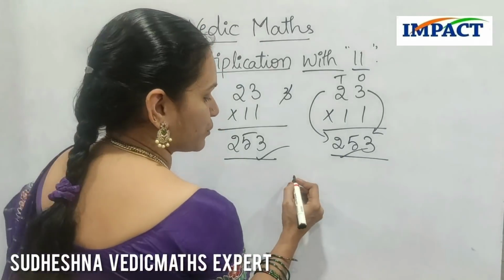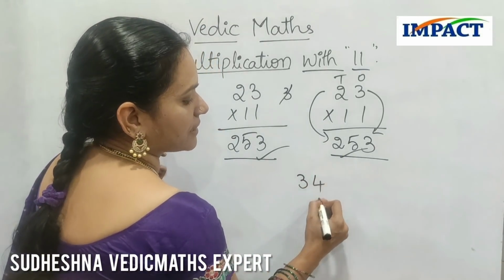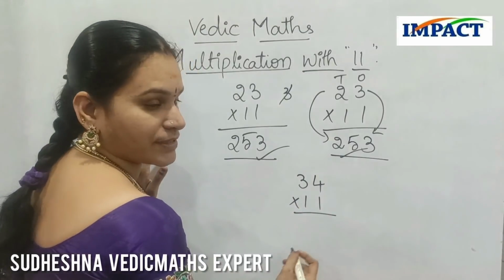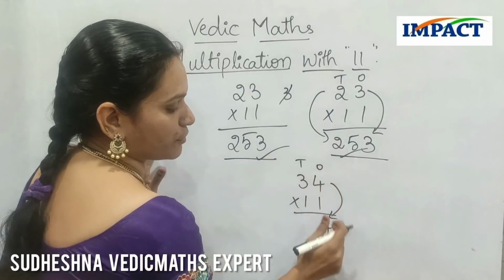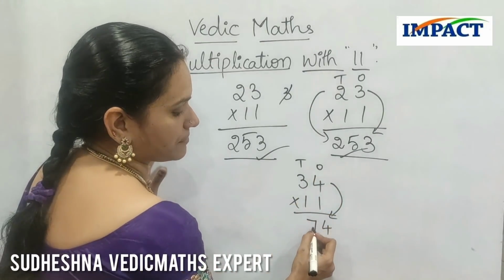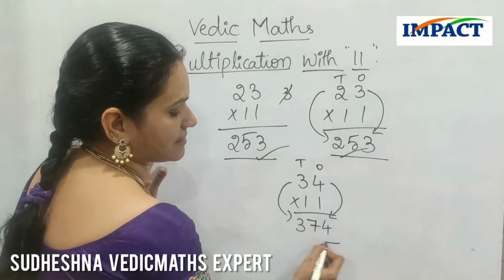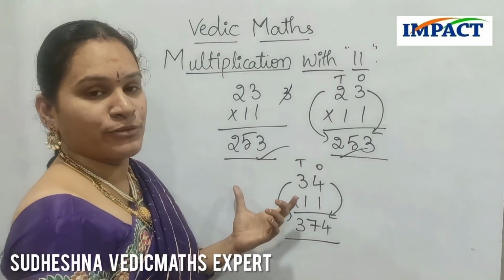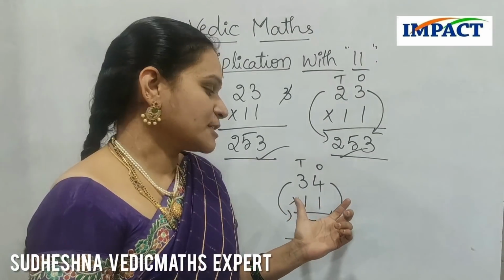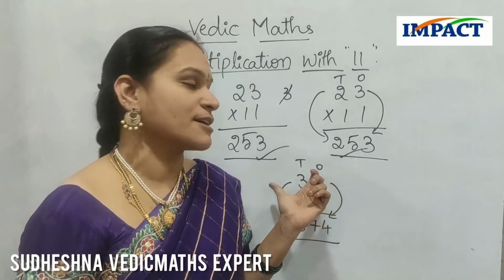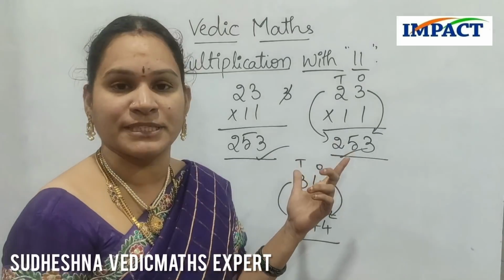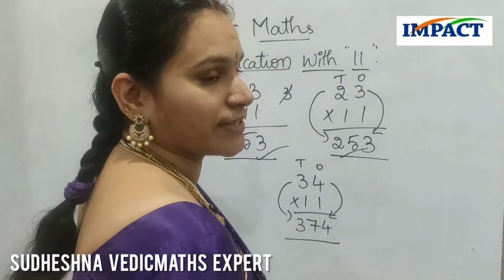Now I am going with one more example, that is 34 into 11. Yes, same procedure. Write the ones place number 4 as it is. Add these two numbers and write 3 as it is. Yes. Ma'am, you may get a doubt. Is this possible only for 2 digits? No. You can do this for 3 digits, 4 digits. However big the number is, the logic will be the same for multiplication with 11.